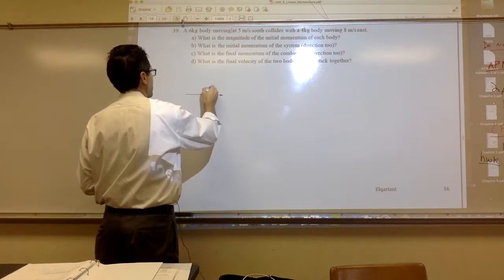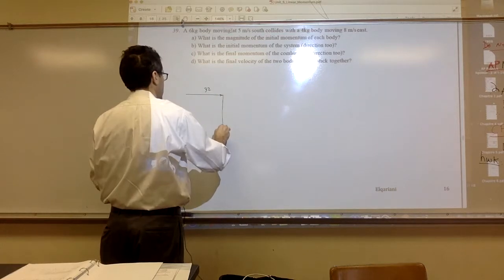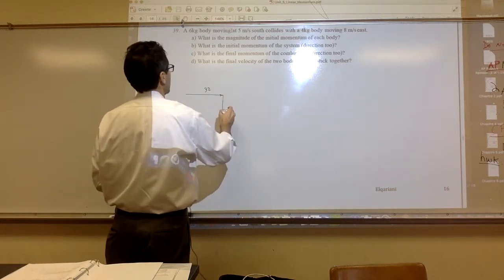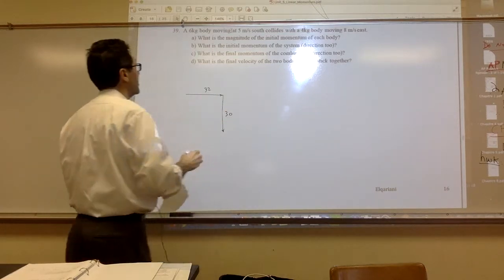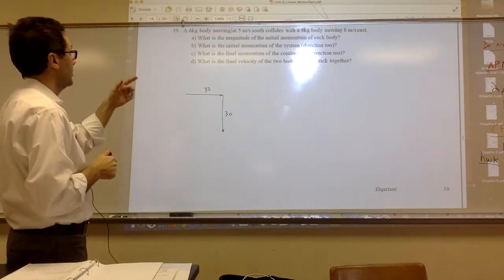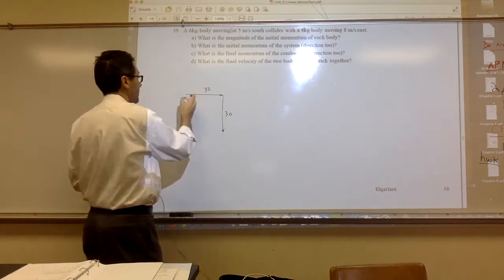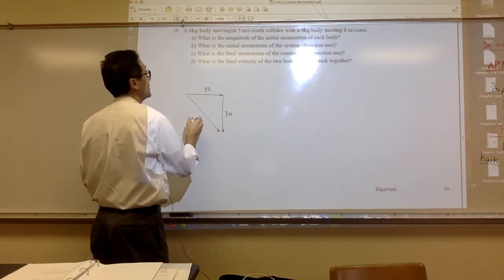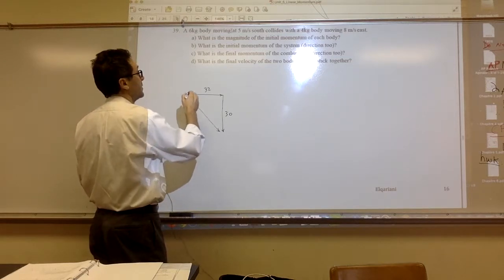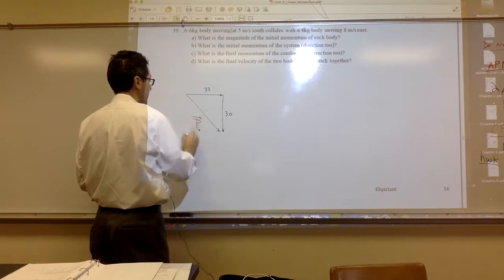That's a momentum of 32 kilogram meters per second. The other one is going south. That's a momentum of 30 kilogram meters per second. What is the magnitude of the initial momentum of each body? We did that. The initial momentum of the system, meaning the combination, is basically the total momentum. So we have to find out what that is.